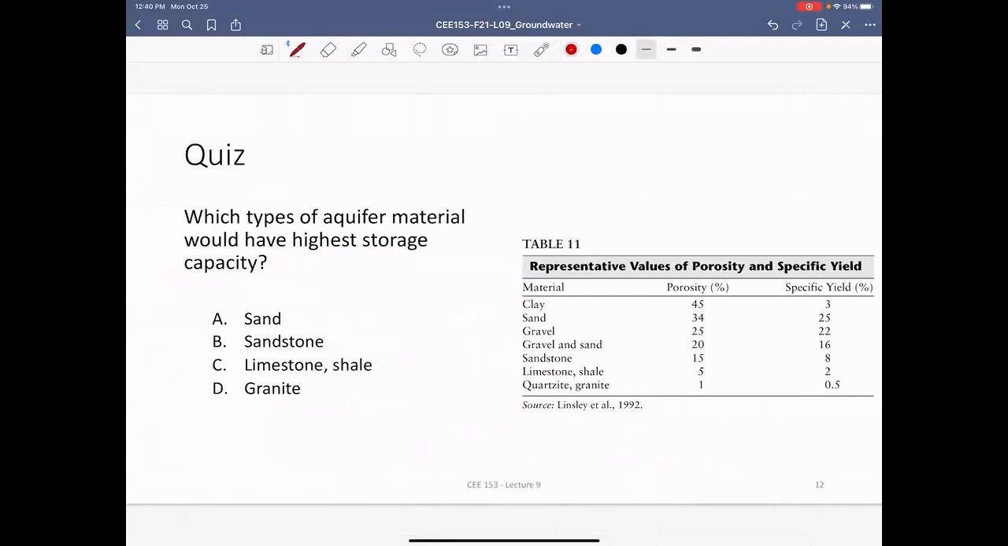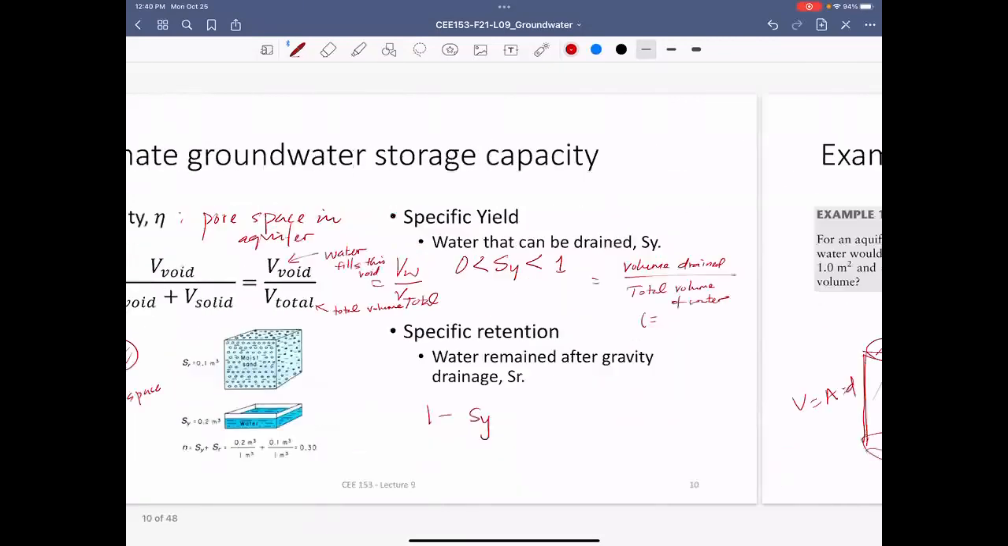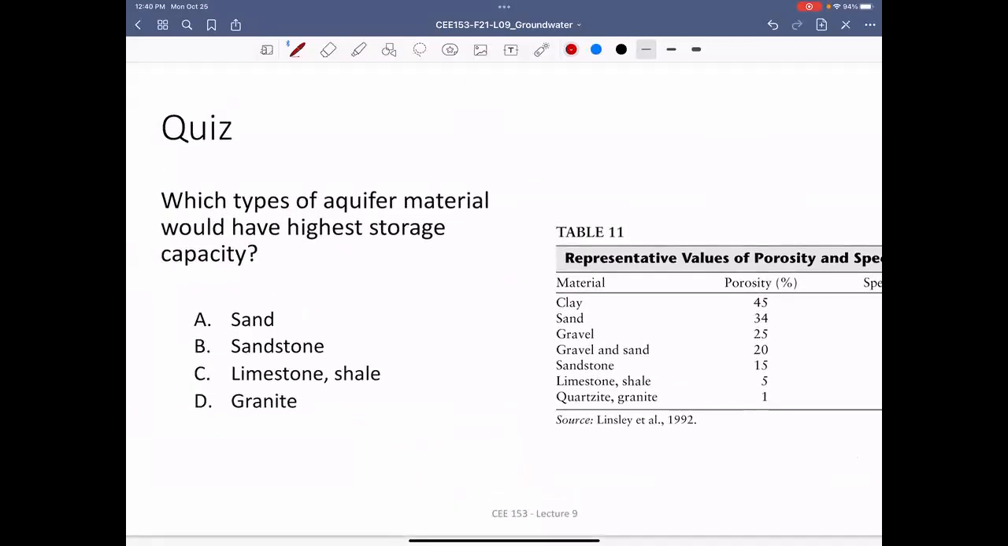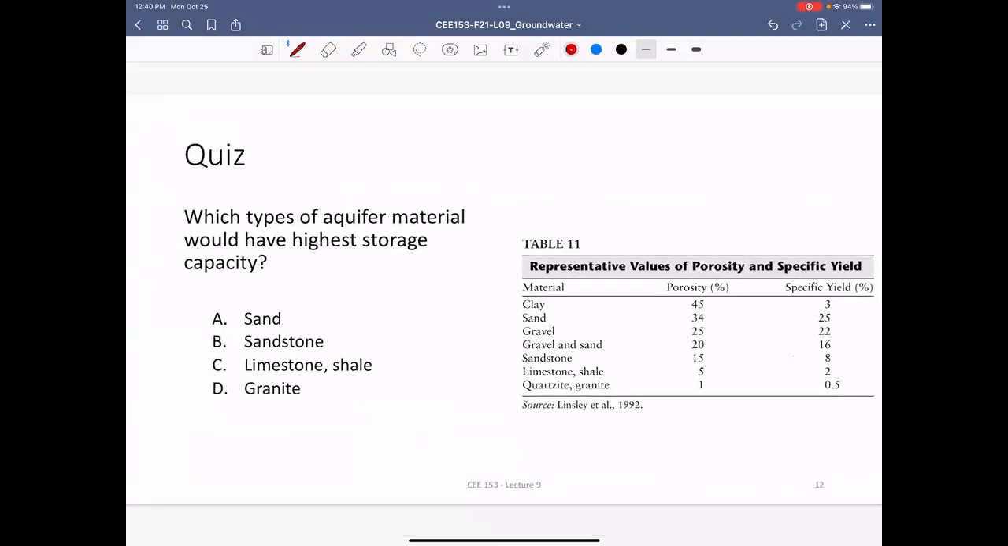All right, so let's have another quiz based on what you understood conceptually. Which types of aquifer materials would have highest storage capacity? Storage means how much. Think of which one of the two parameters that we just learned. One is porosity, another is specific yield, or specific drainage. One of them is related to storage. I give you 4 options: sand, sandstone, limestone, or shale granite. And the properties of those materials are given here.